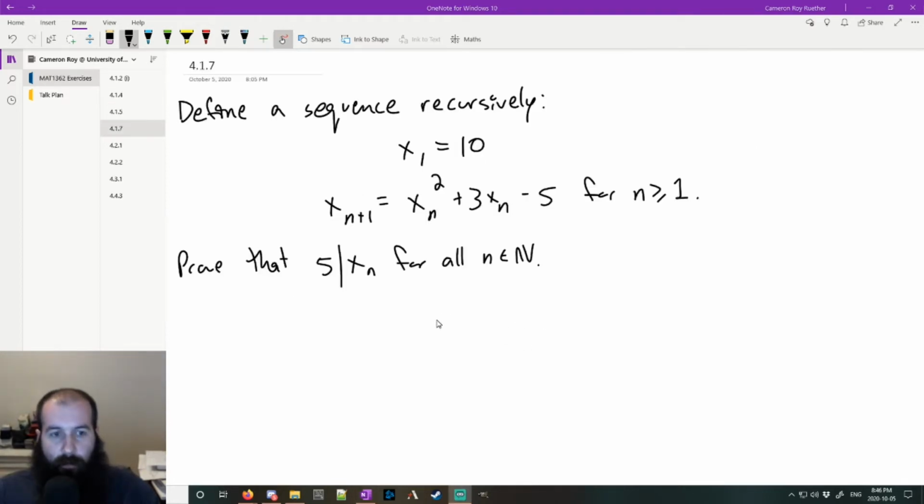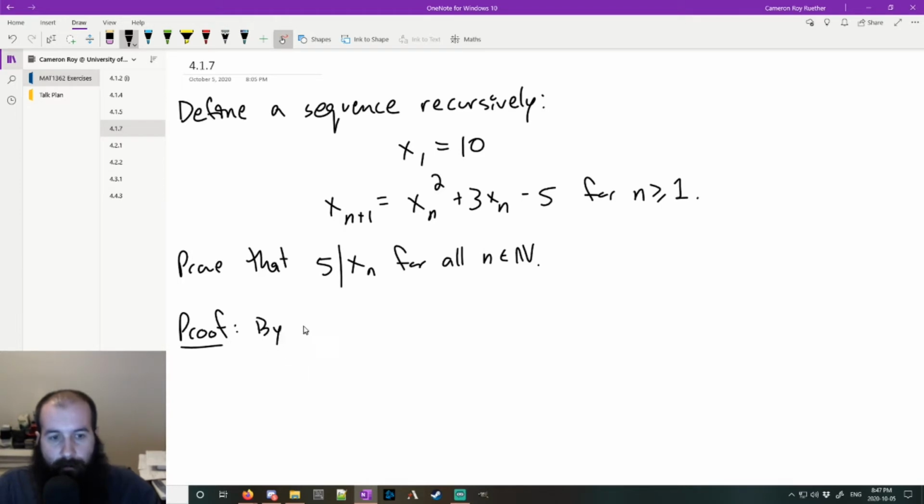4.1.7 is another proof of divisibility, which will again use induction. But now instead of being given an expression, we're told that the expression is defined recursively through this sequence. So the first element of this sequence is 10, and to find the next element of the sequence, we use information about the previous one. So to get the n plus first term, we use the nth term, according to this equation. So we will prove inductively that all of these are divisible by 5.